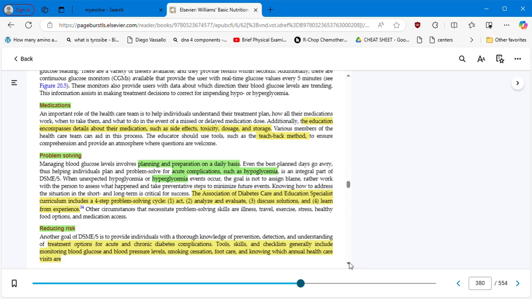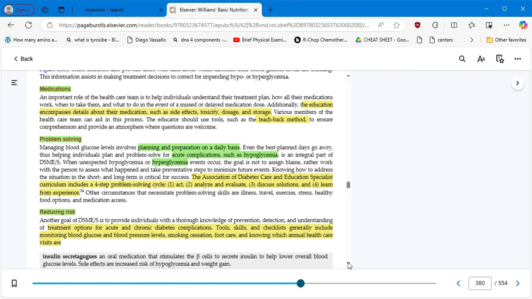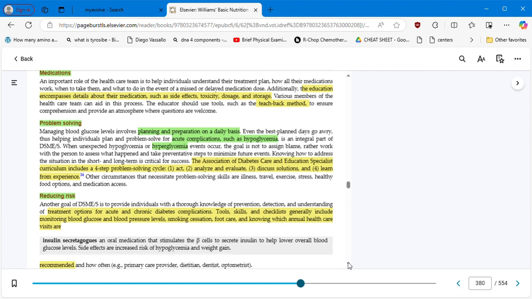Medications: the education encompasses details about their medications such as side effects, toxicity, dosage, and storage. The teach-back method is recommended. So you teach something and then ask the patient to teach you back what they learned.